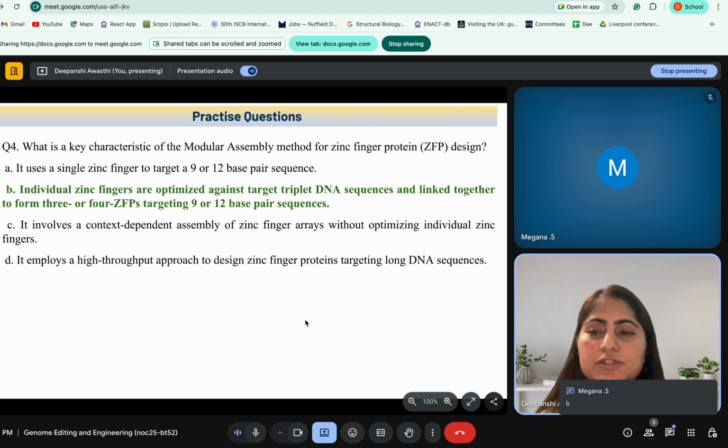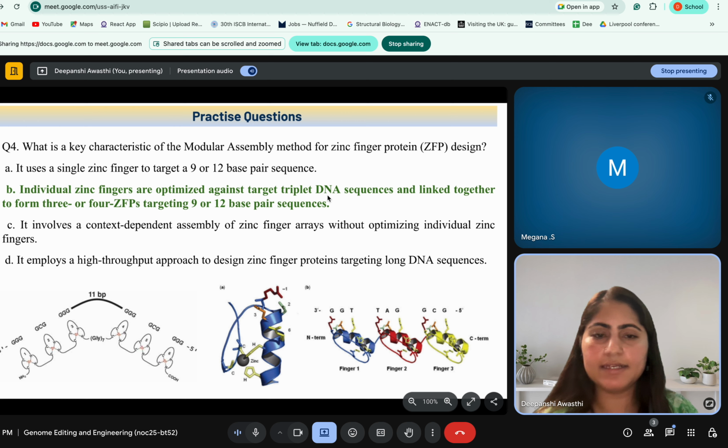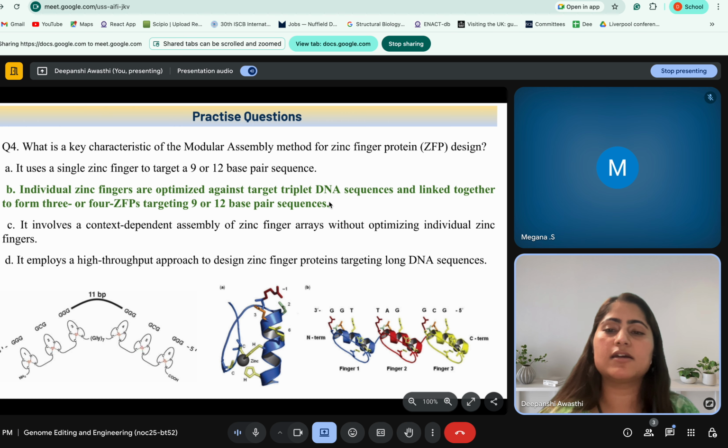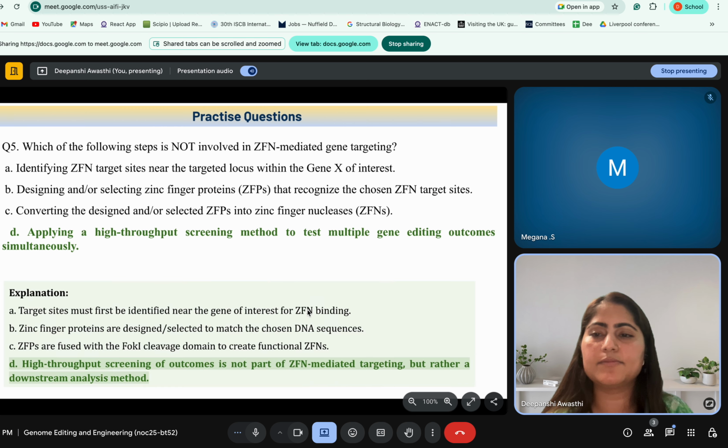So you mentioned option B, and yeah, it's right. Individual zinc fingers are optimized against the target triplet DNA sequences that we have seen, and 3 or 4 zinc finger proteins are linked together, and then they target 9 to 12 base pairs because each zinc finger targets only 3 nucleotides or 3 base pairs. So that's why option B is right. And this is the representation of the modular assembly.